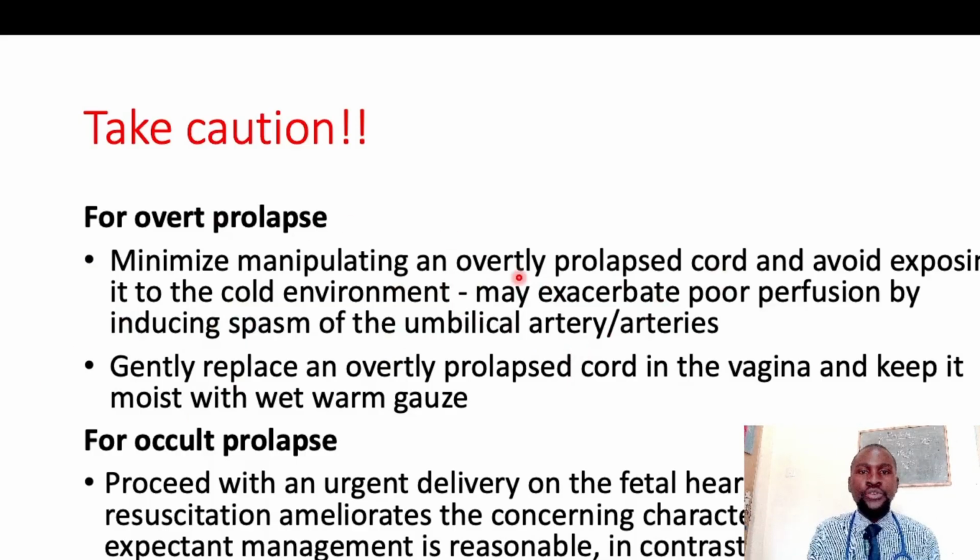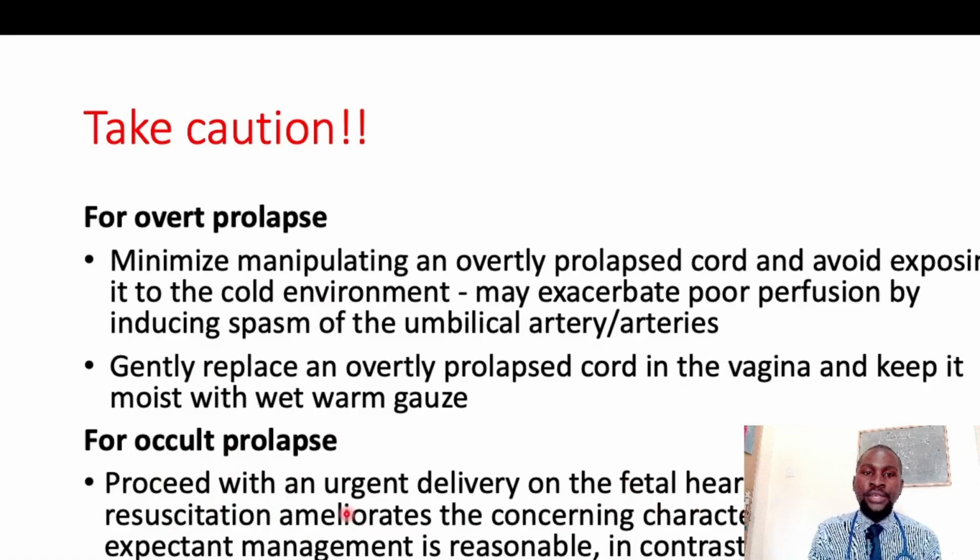So what do you need to do then? Gently replace an overtly prolapsed cord in the vagina and keep it moist with wet, warm gauze. Don't start manipulating it time and again, exposing it to a cold environment. That will cause spasms. For an occult prolapse, proceed with an agent delivery on the fetal heart rate tracing.